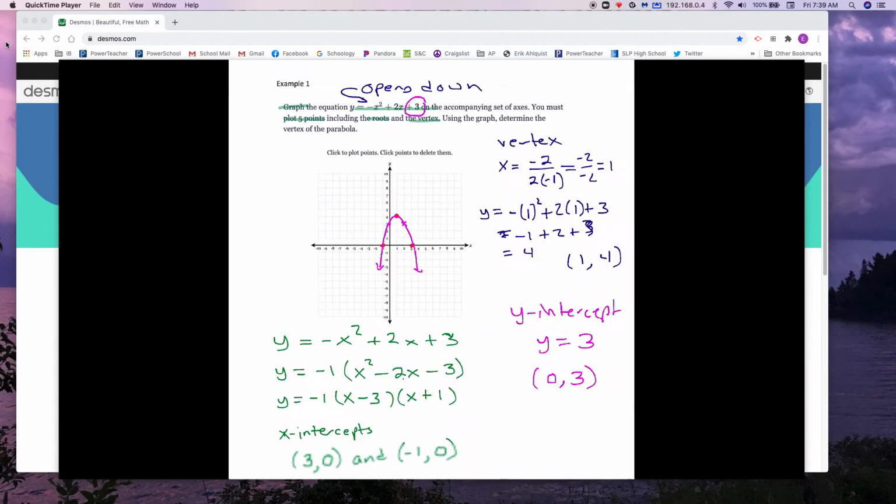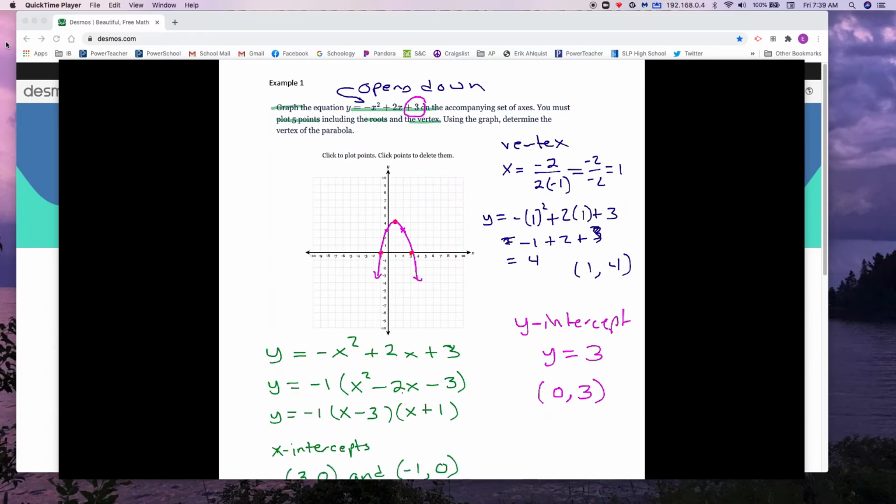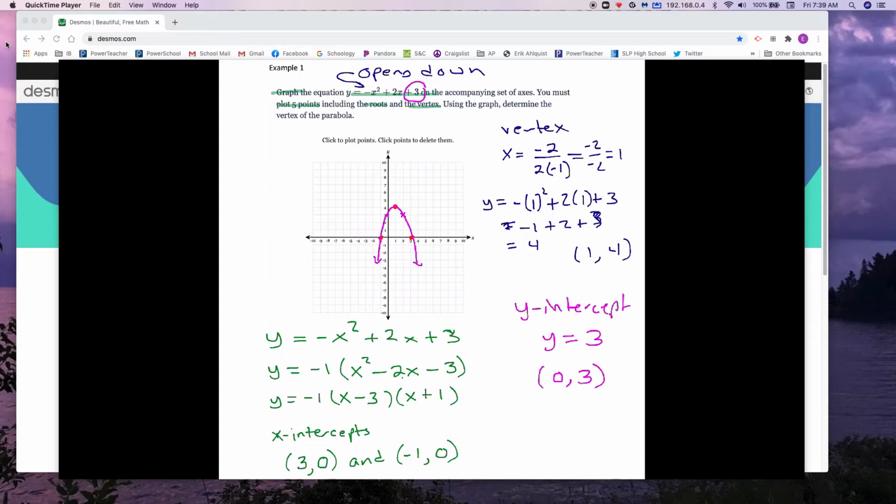So let me scroll out all the way. What I did with this is I found the vertex. I actually found the y-intercept, I could have done that right away. And then I factored it to find the x-intercepts. And then that gave me 5 points. I got the vertex, the y-intercept, which also gave me another point because of the symmetry of it, and I got these 2 points right here. Hopefully that helps.